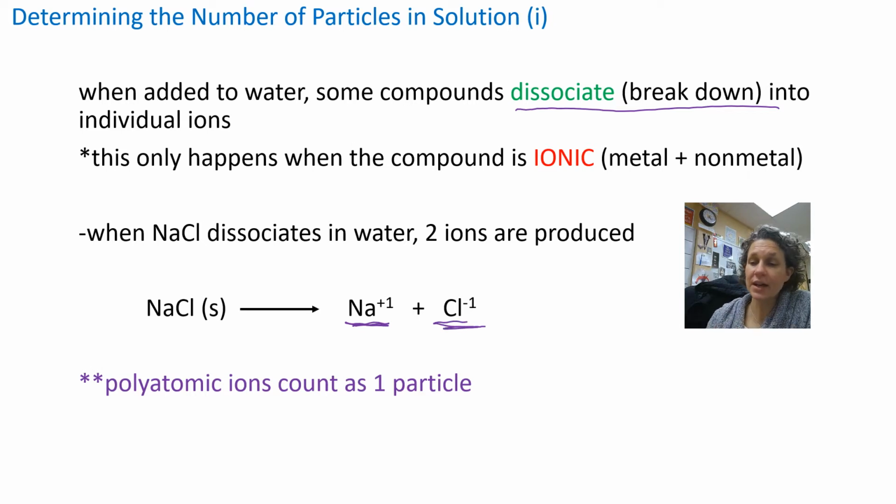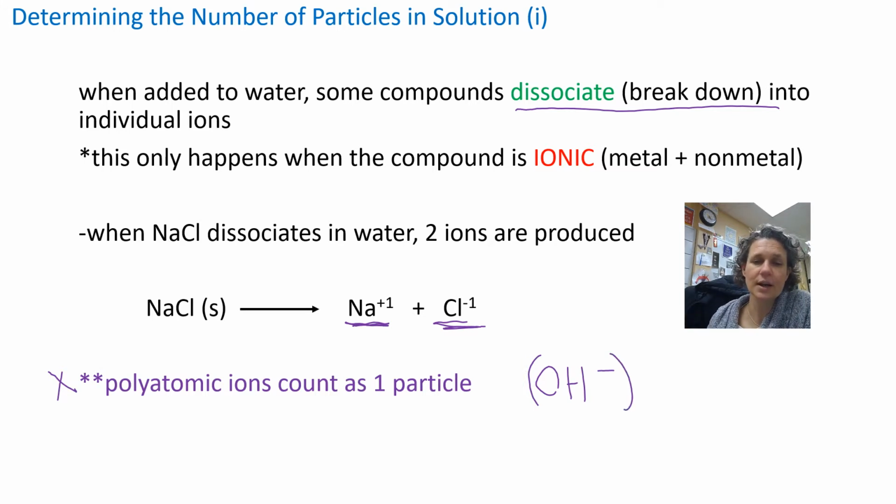And just as a side note, polyatomic ions, like the ones that you wrote on your periodic table, the ones that I have up above the smart board, when they dissociate as part of a compound, they count as one particle. So for instance, OH, hydroxide, doesn't dissociate. It stays as that ion.